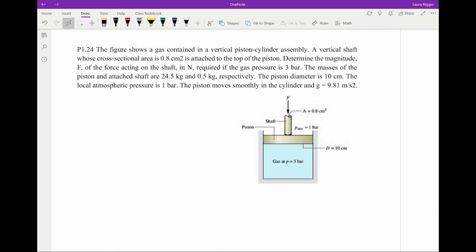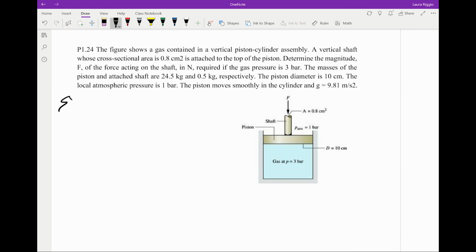The next problem we're going to look at is we have a piston cylinder assembly. We know the cross-sectional area of the top of the piston. We're trying to determine the magnitude of the force acting on the shaft, if we know what the gas pressure is, and we know the masses of the shaft and the piston, and we know that this piston is not moving.